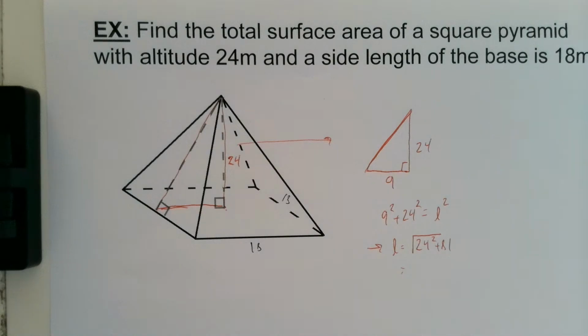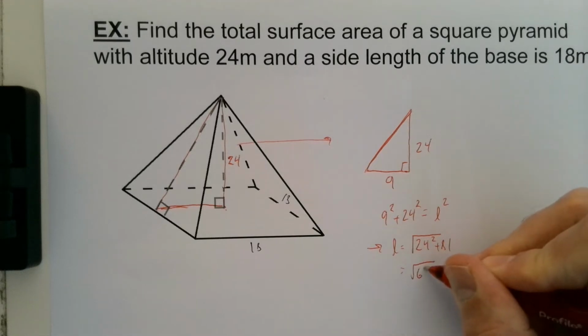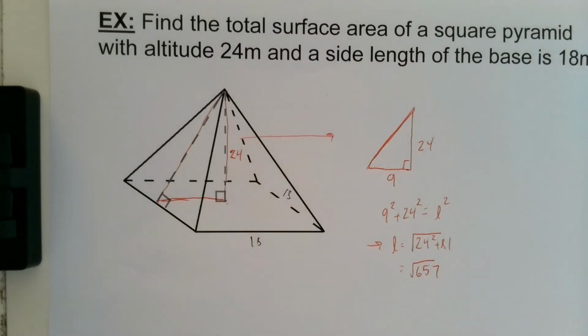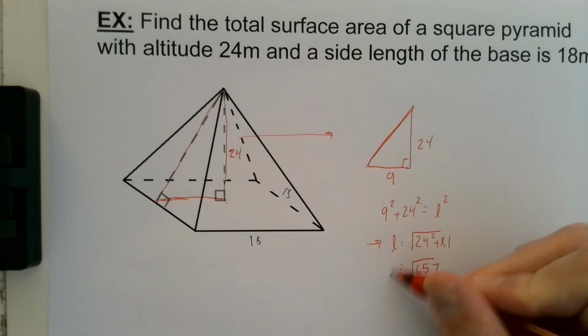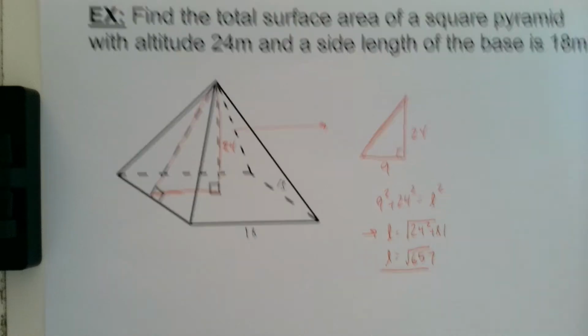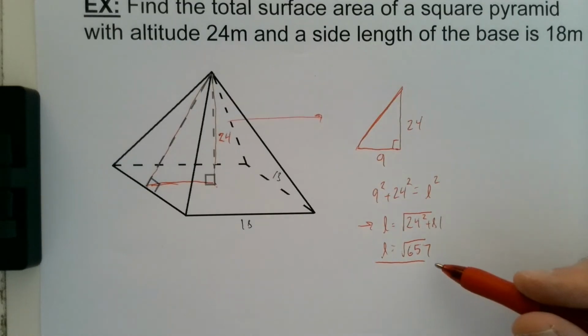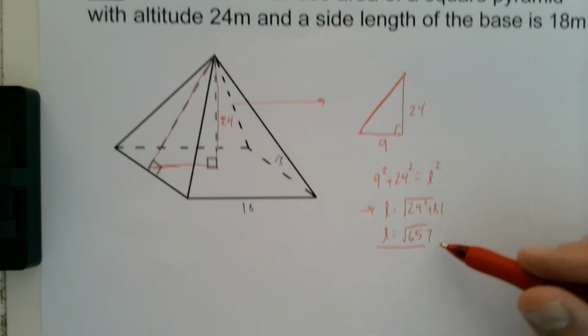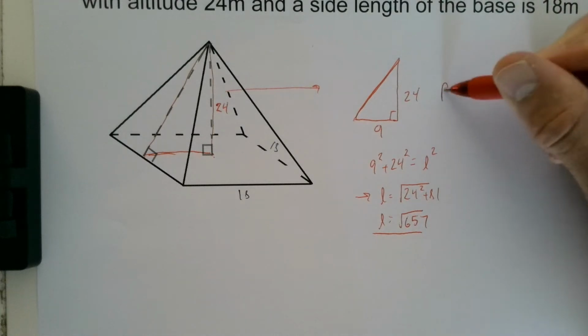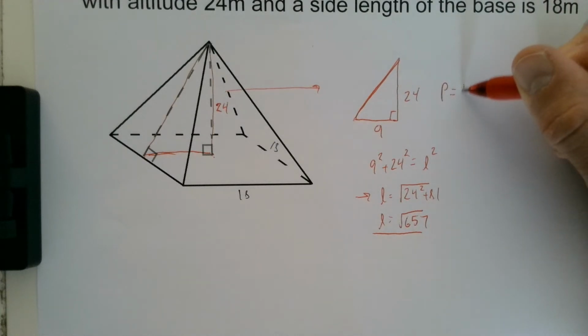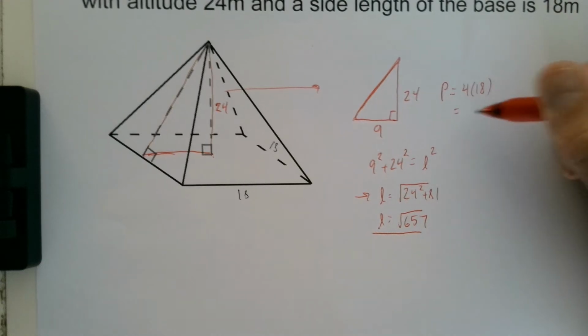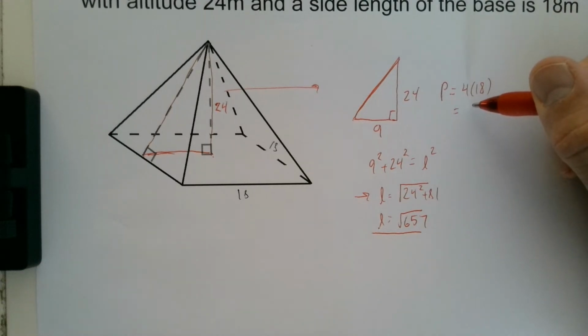And I don't think that comes out to be a perfect square. Let's see, square root of 657. Which, no, that's not a perfect square. So that's our slant height. We'll just leave it like that. Now that we have our slant height, all we need to do is find perimeter, and we're good to go. So perimeter is going to be for those 18s. So it's 72, I believe.